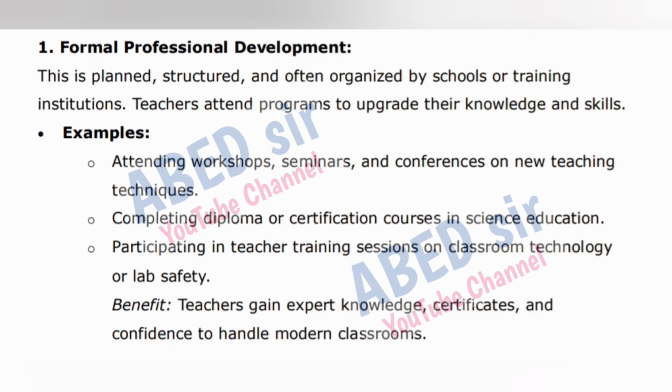1. Formal professional development. This is planned, structured, and often organized by schools or training institutions. Teachers attend programs to upgrade their knowledge and skills. Examples: attending workshops, seminars, and conferences on new teaching techniques. Completing diploma or certification courses in science education. Participating in teacher training sessions on classroom technology or lab safety. Benefit: teachers gain expert knowledge, certificates, and confidence to handle modern classrooms.